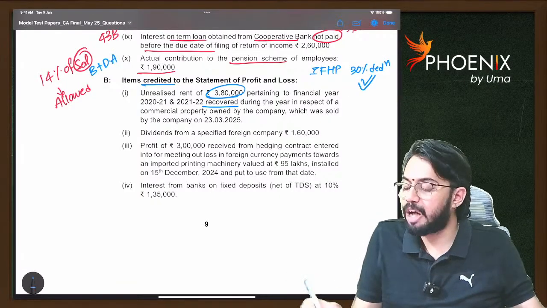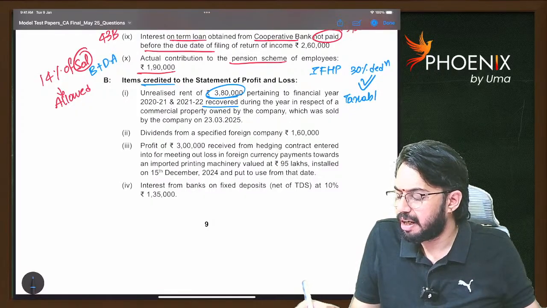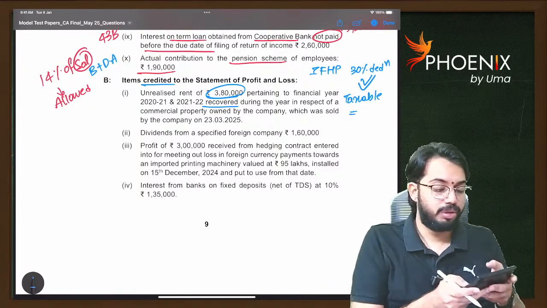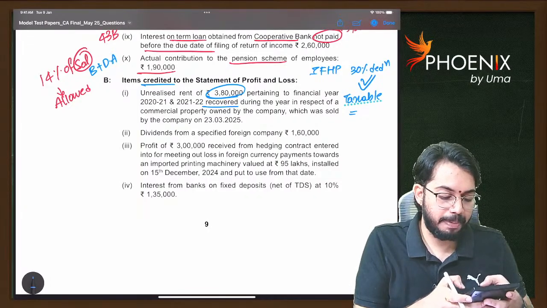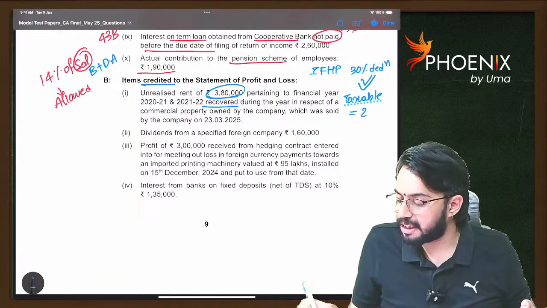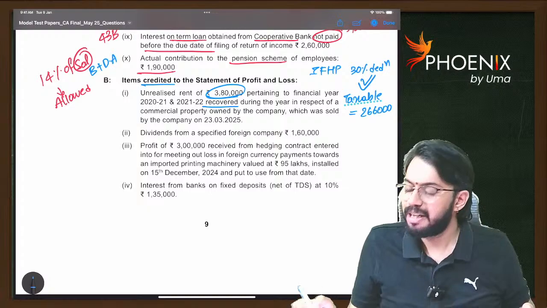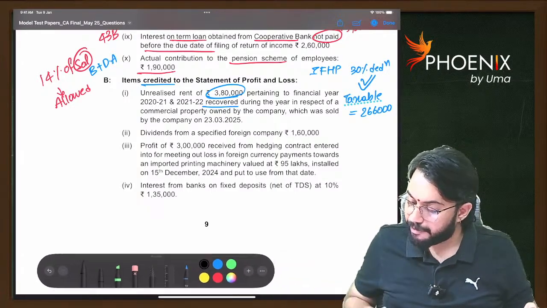So that means how much is taxable? Taxable is equal to 3,80,000 minus 30%. 2,66,000 is taxable. See, it is taxable under income from house property.